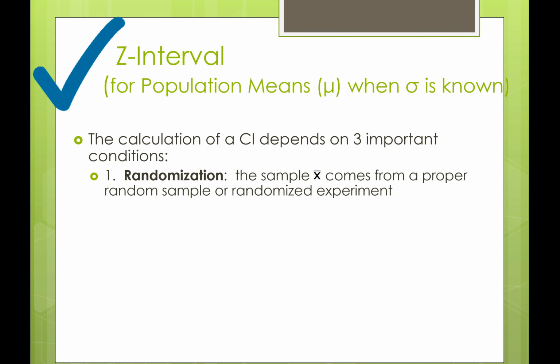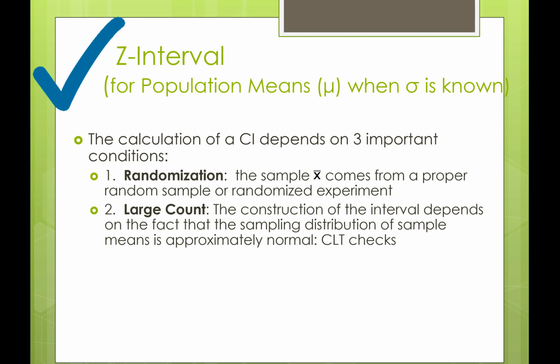The first is that you had a randomized sample or a randomized experiment. In real life, hopefully you've already thought about this before you do your experiment or observational study. In AP land, we kind of go backwards. We're given the study and we have to make a confidence interval. So in real life, you should take this into account when designing your experiment or observational study.